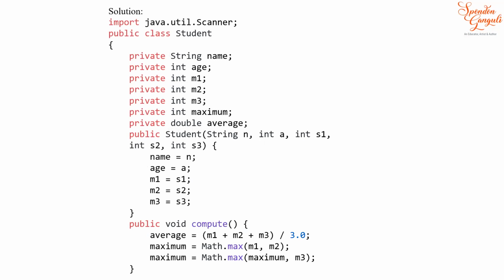So you can see here, it's starting with the Scanner class input. Then we have the class Student. Here the data members we have mentioned as private. It may be without private, you can declare.